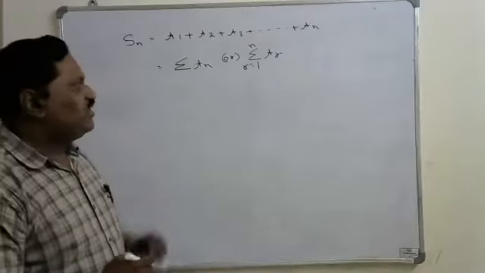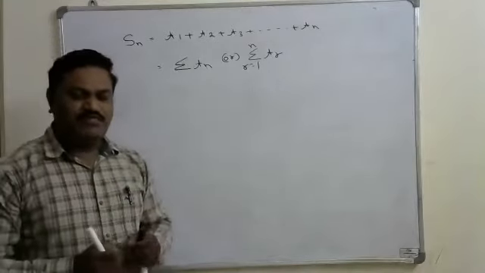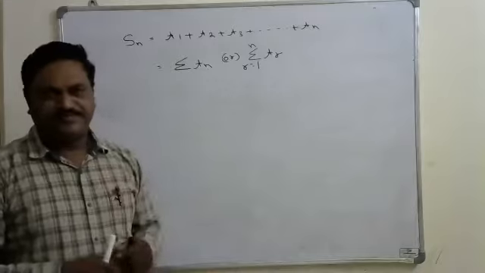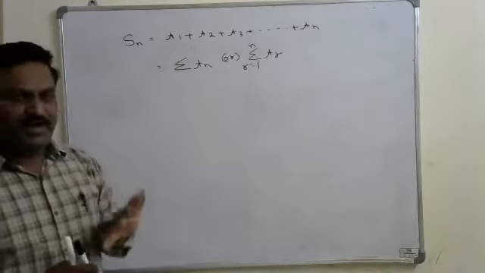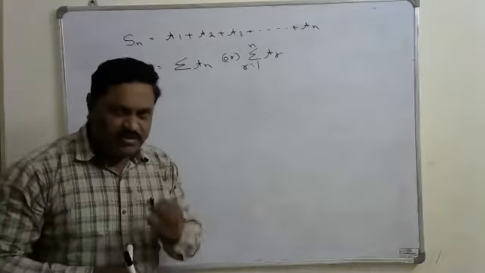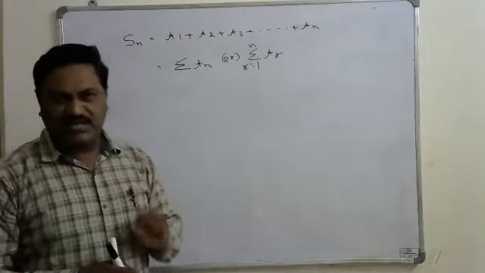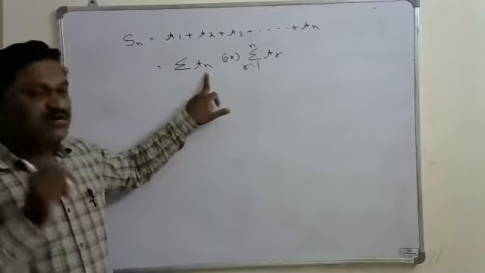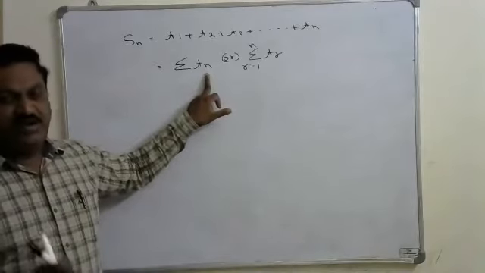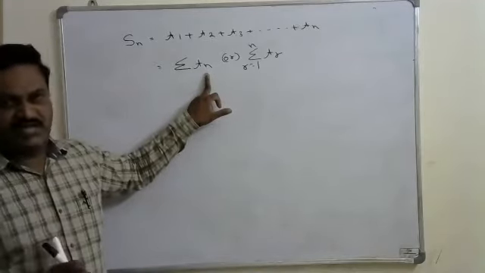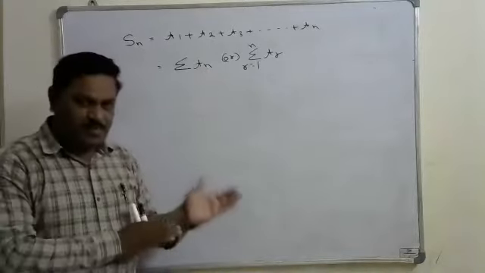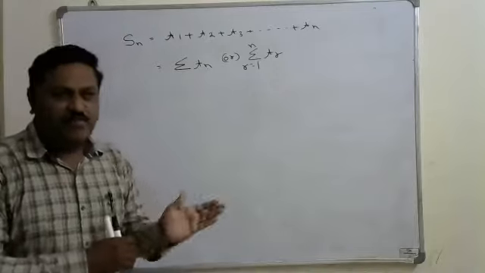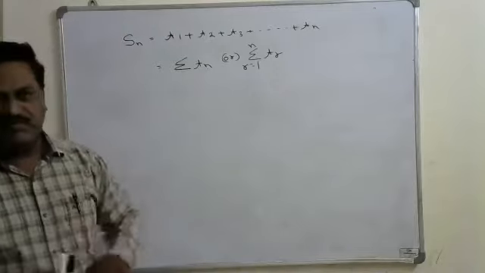Understand? So if you want to find the sum of any unknown series, they will give 2 or 3 terms of that particular series. By observing those 2 or 3 terms, we have to first write the nth term of the series. For that nth term, if you apply the sigma, then we will get the sum of n terms of the series.